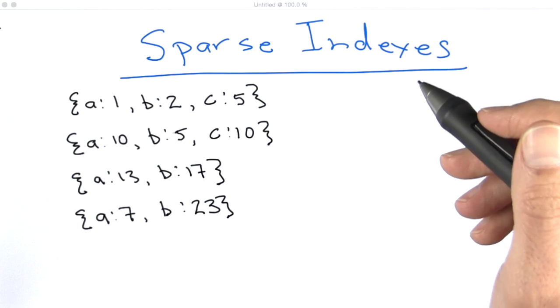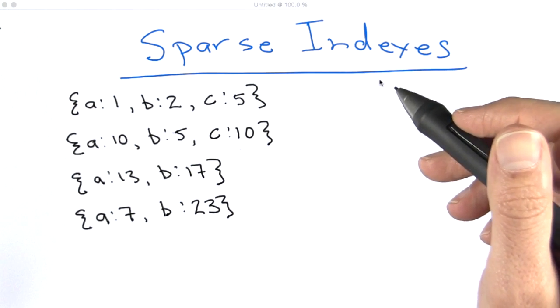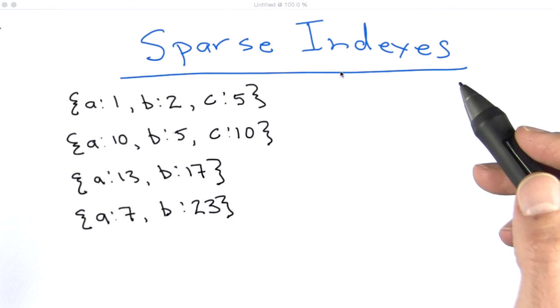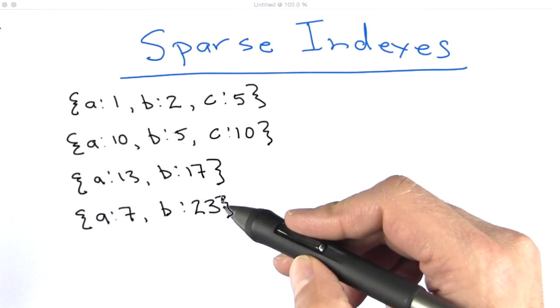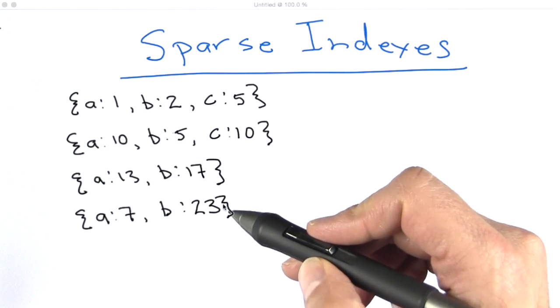All right, we've shown you how to create unique indexes, and now I want to show you how to create sparse indexes, which are indexes that can be used when the index key is missing from some of the documents.